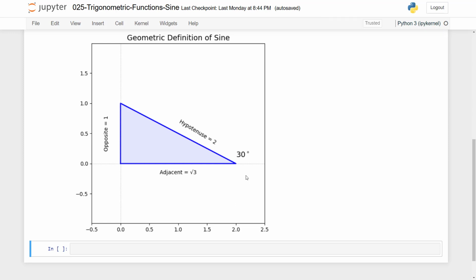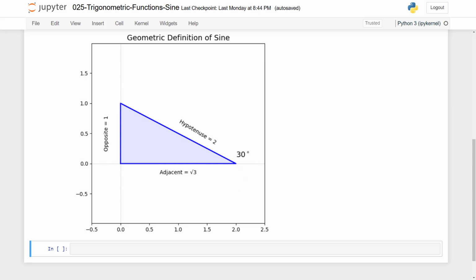Starting with the basics, here on my screen I have a right triangle, where sine is defined as the ratio of the opposite side to the hypotenuse. So this makes sine a key tool for connecting angles to side length in geometry.